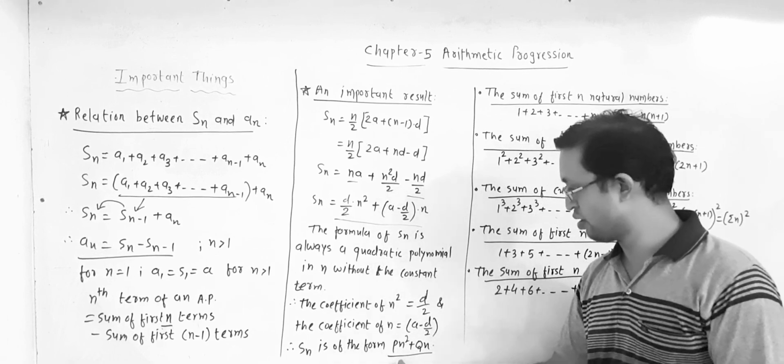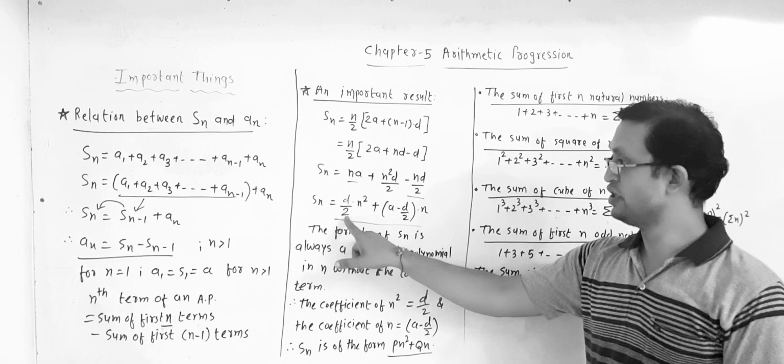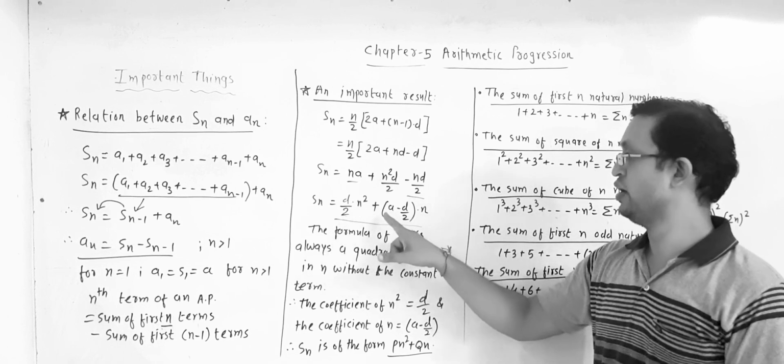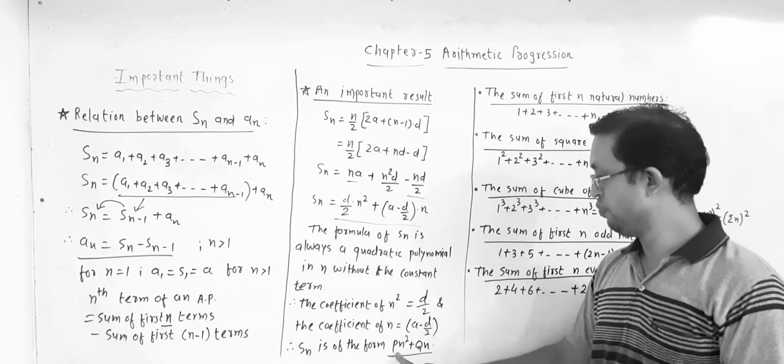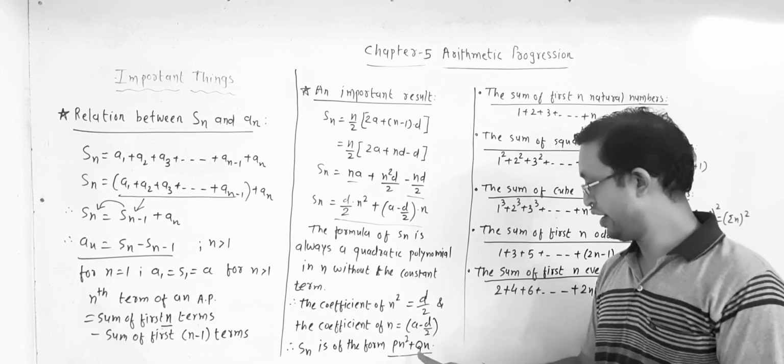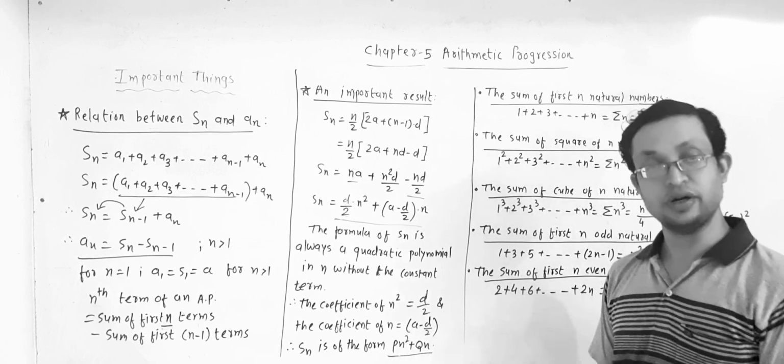And Sn, the sum of terms, is equal to p n square plus q n, where p is equal to d by 2 and q is equal to a minus d by 2.